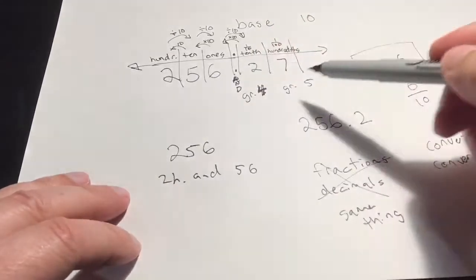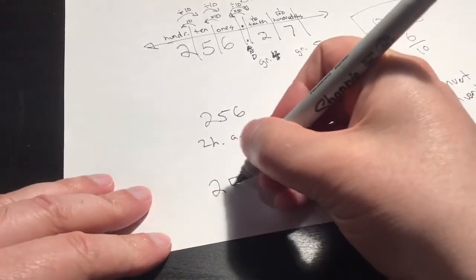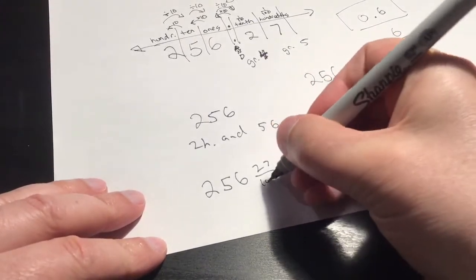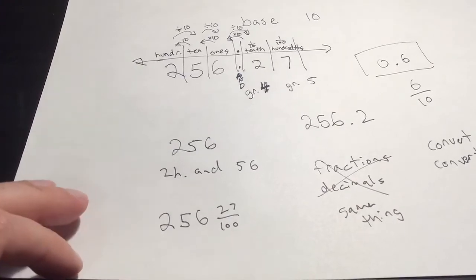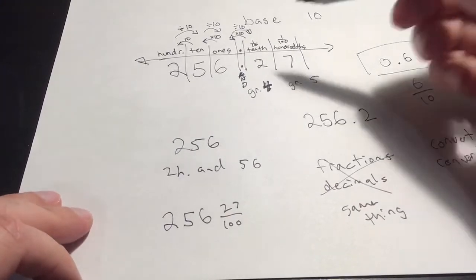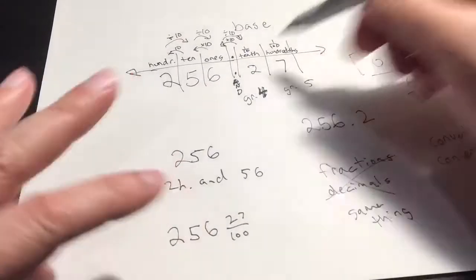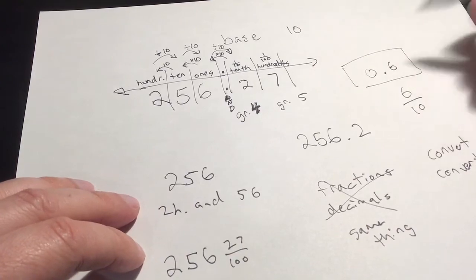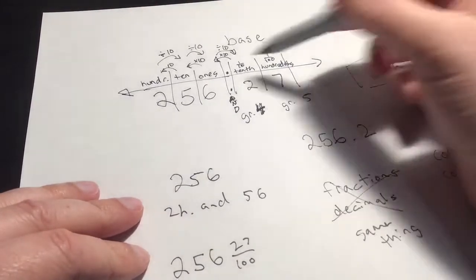Okay, even this big one, 256 and 27 hundredths, would just look like 256 and 27 hundredths. 27 over 100, 27 out of 100, however you want to say it. There it is, okay? Because you just got to know that it's a base 10 system. So all the decimals that exist, when you convert them to a fraction, they're always going to be out of 10, out of 100, out of 1,000, out of a million. It's going to be some even number.